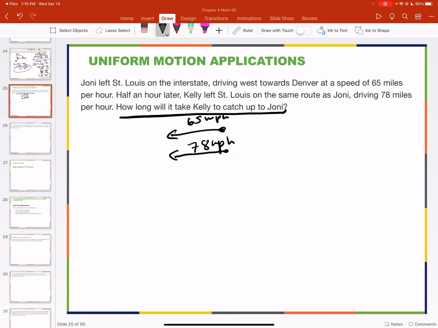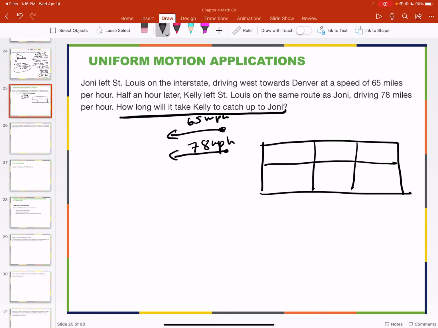So we have two things going on here. We can do a little chart because this is a rate times time equals distance problem, right? So we can create our little table, rate times time equals distance, RTD. And we have Joni and we have Kelly. Okay, so Joni is going 65 miles per hour. Kelly is going 78. The time spent, we can let that be x and y. So the distance traveled is 65x and 78y.